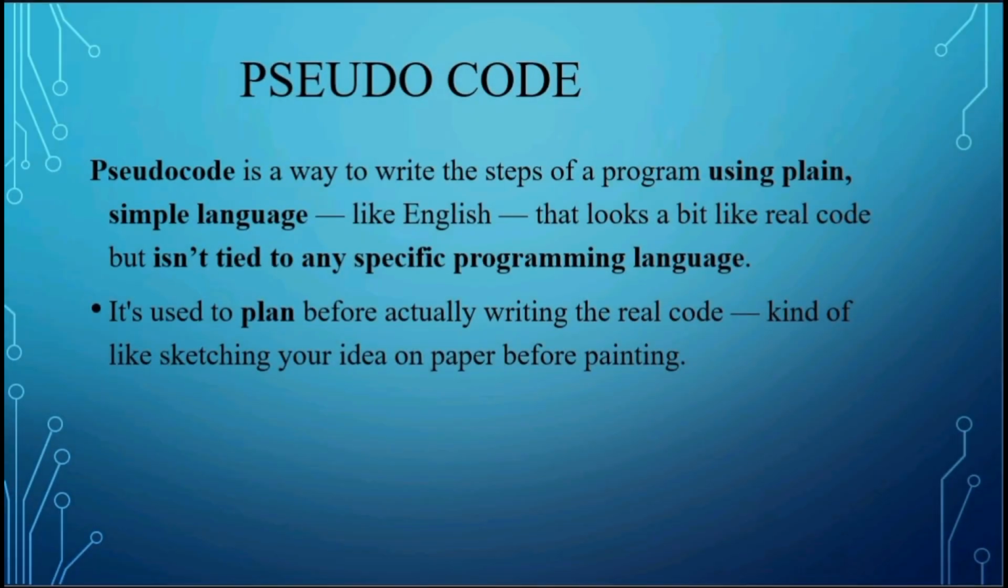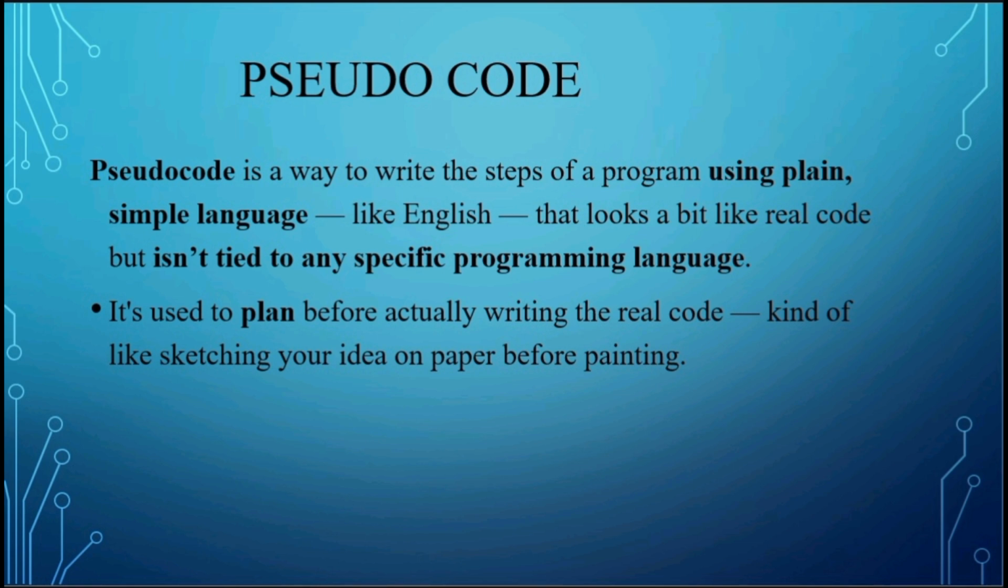Pseudocode is a way to write the steps of a program using plain and simple language like English. Pseudocode also contains code, but it is not actual syntax. It looks a bit like real code but is not a specific programming language. So let's take an example, just like before, where we discussed the addition of two numbers.